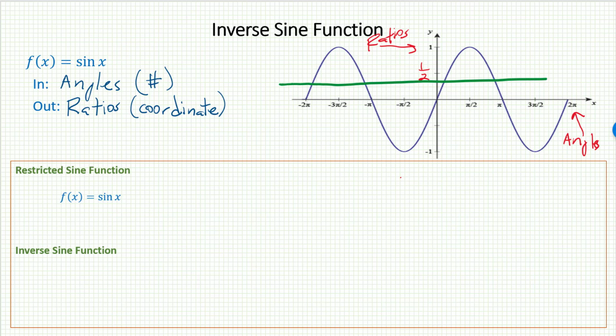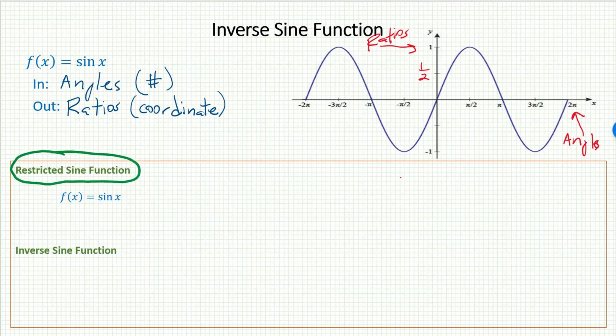At the start, though, you realize we've got a big problem because this function fails the horizontal line test. It fails badly. This horizontal line crosses an infinite number of times. Therefore, the sine function does not have an inverse function. Now, that doesn't mean we give up. Here's the solution. The solution is to create what we call the restricted sine function.